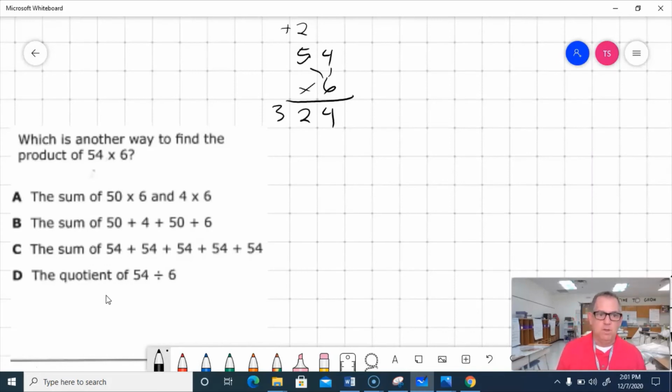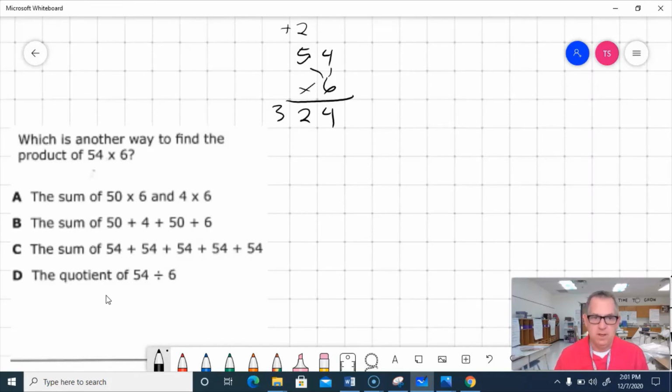324. So let's go ahead and work out the different answer choices. Answer choice A, the sum of 50 times 6 and 4 times 6. What is the sum of 50 times 6 and 4 times 6?